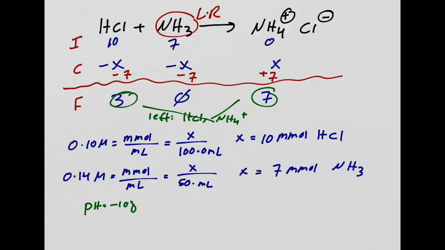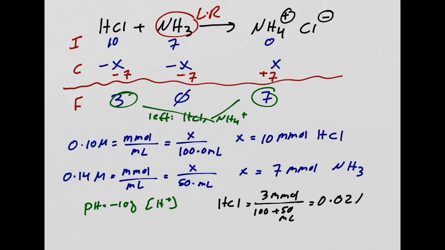Now the pH is minus log of H plus, of course. So I'm going to figure out the concentration of hydrochloric acid. I have 3 millimoles left. The final volume is what? I added 100 ml plus 50 ml, so 150 ml is my final volume. So I get 0.02 molar hydrochloric acid.